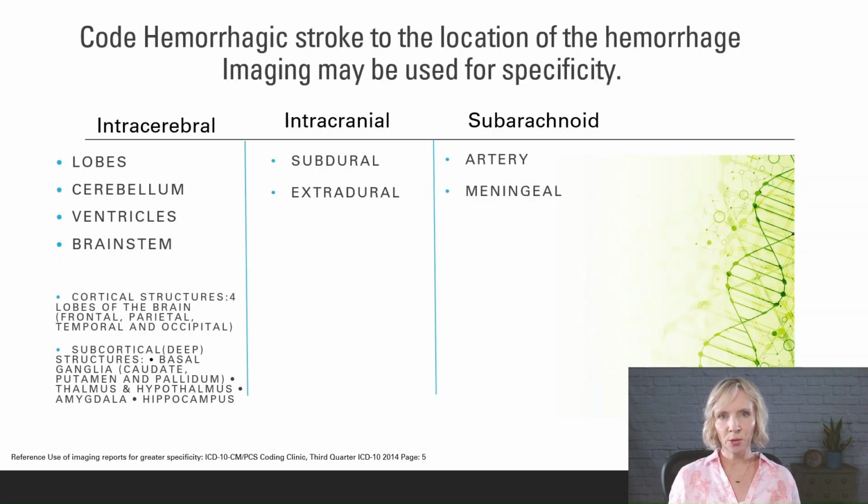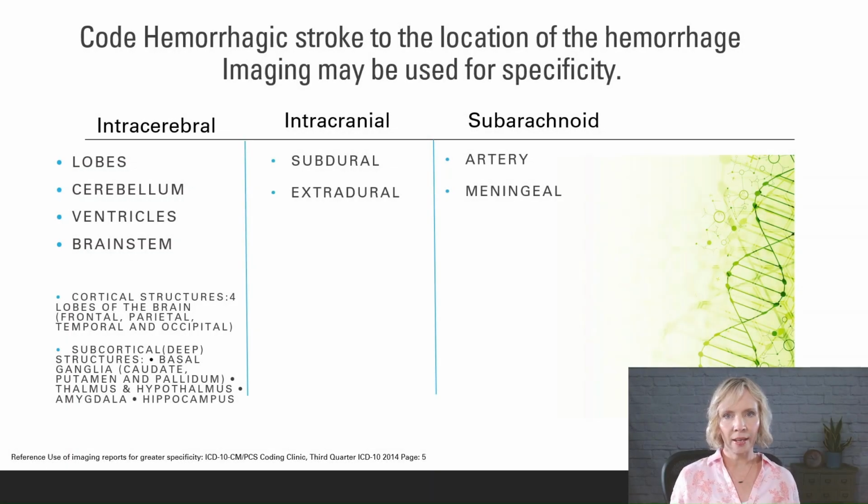A hemorrhagic stroke is classified based on the location of the hemorrhage, which can be intracerebral, intracranial, or subarachnoid. When coding for an intracerebral hemorrhage, it's important to have a good understanding of the cortical and subcortical structures of the brain. Subcortical structures are located deep within the brain and include the basal ganglia, the thalamus, the hypothalamus, the amygdala, and the hippocampus, while cortical structures refer to the four lobes of the brain.